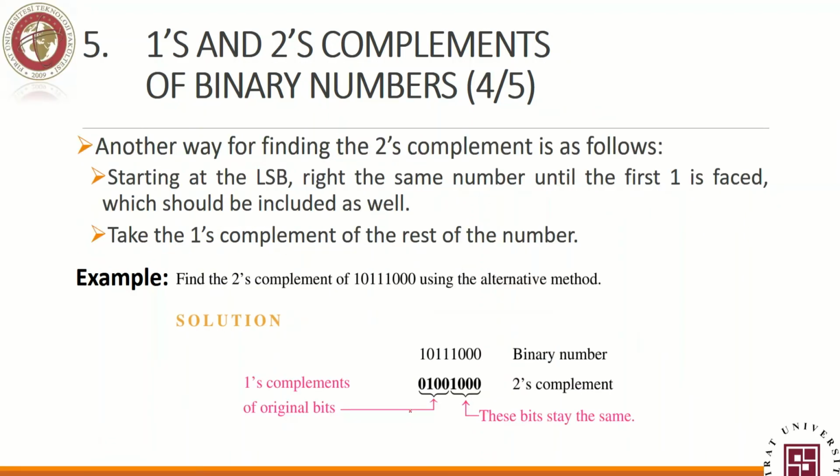There is another way to do it. In order for you to calculate the twos complement directly without going through the ones complement, you can take the binary number and go through it until you reach the first one. What does it mean? From the right side, the least significant bit. Okay, so you start from the right side or the least significant bit. This is LSB. You start checking until you reach the first one.